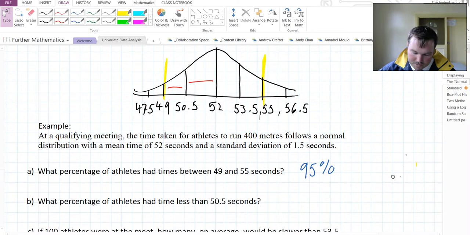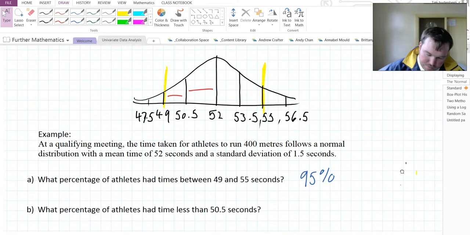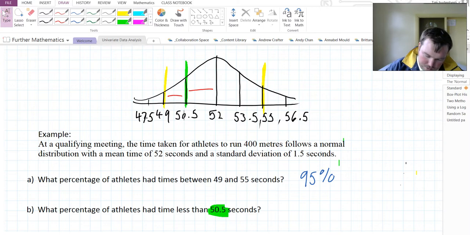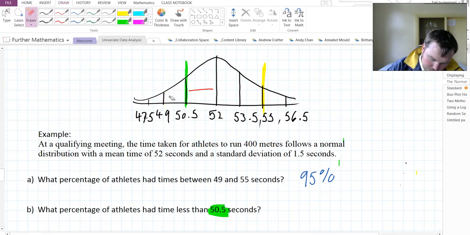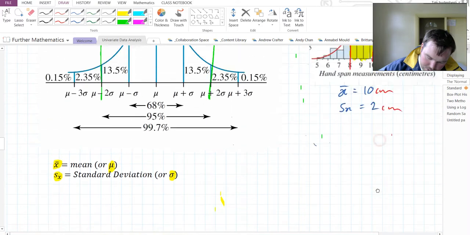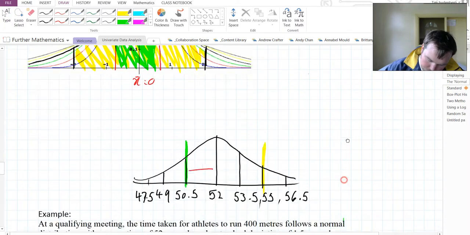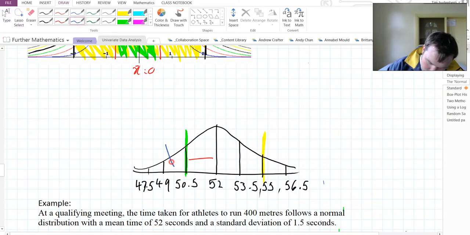What percentage of athletes had times less than 50.5? So 50.5 is here. What percentage had less? Well, if we head up to our table, and you'll have it on your notes page, you can see that in this section there was 13.5, so let's head down. 13.5. This here had 2.35, and this here had 0.15.